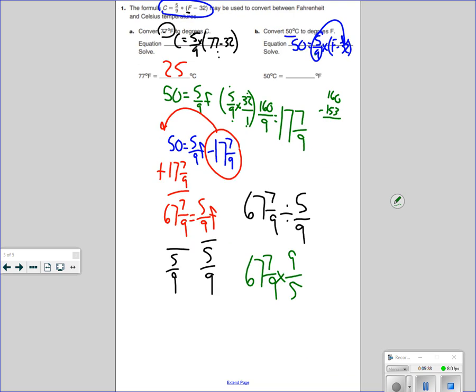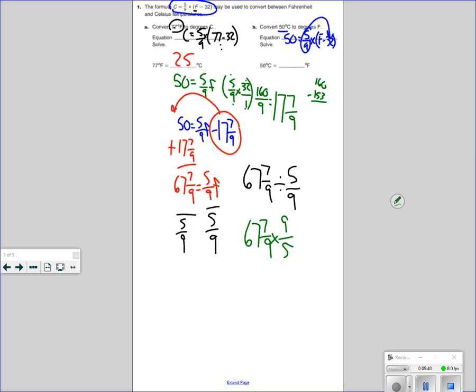The next thing we have to realize is this. I can't keep 67 and 7/9 as a mixed number, so I have to multiply. On my calculator, I'm going to multiply 9 times 67, and I'm going to add 7. So 67 times 9 equals 603, plus 7 equals 610. So I have 610 over 9 times 9/5. All I did was convert this to an improper fraction.